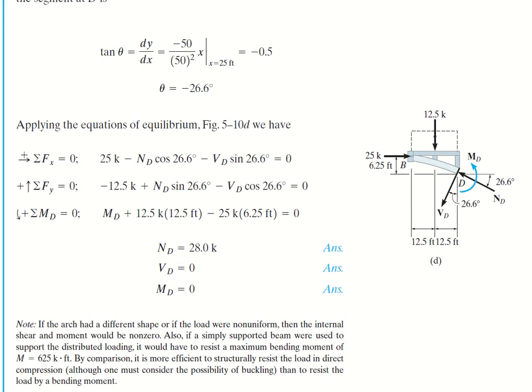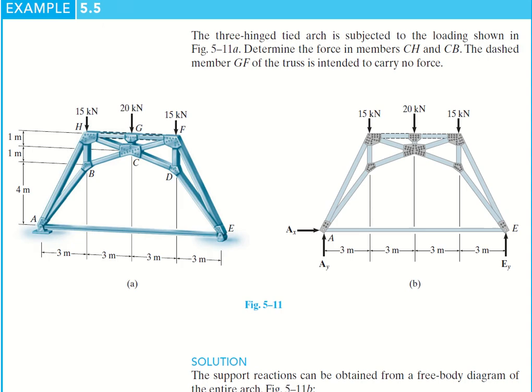So let's continue to the second example. Now this is our next example, example 5.5 from the same book. The 3-hinge tie arch is subjected to the loading shown in figure 5.11A. This is your 5.11 figure, and this is its part A.